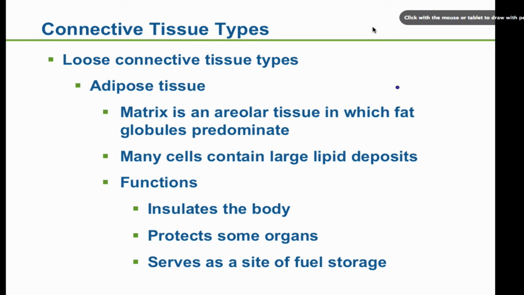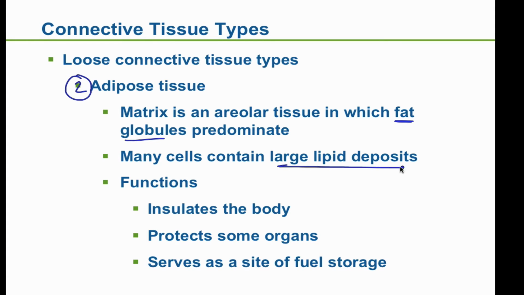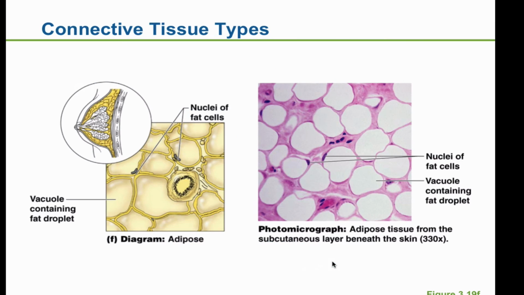Our second type of loose connective tissue is adipose tissue. Adipose tissue is going to be fat, okay? Fat globules, large lipid deposits. The function of fat is insulation, protection, and fuel storage. You don't have to write down everything, just make sure you get the top things. So adipose is fat, large lipid deposits, insulation, protection, fuel storage. Adipose tissue is also pretty easy to identify. You'll see all of these fat deposits, and all of those are going to be adipose tissue.